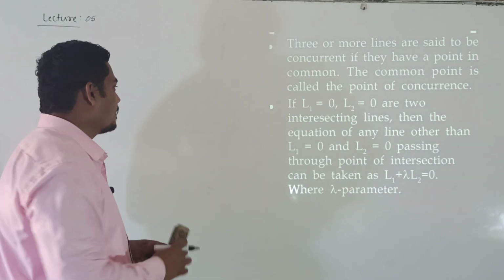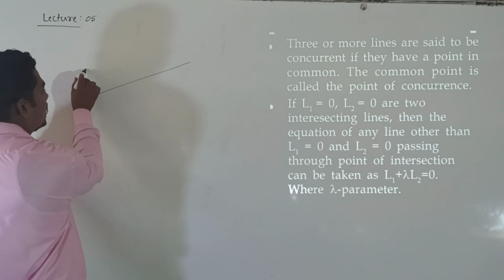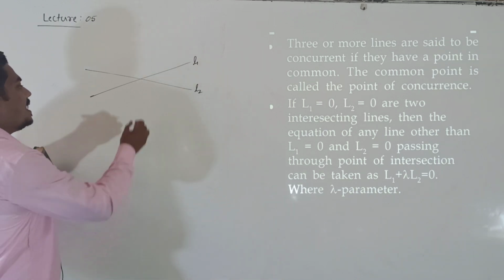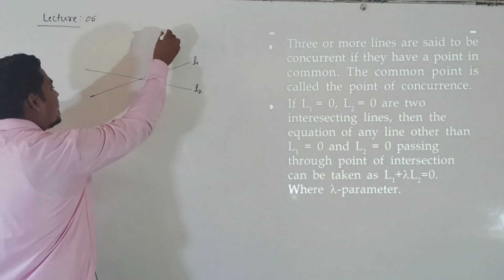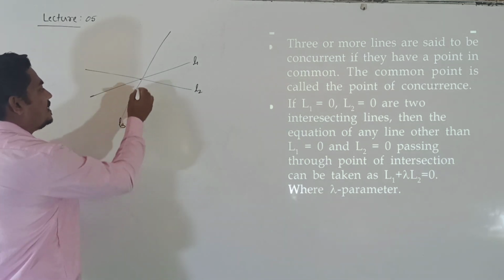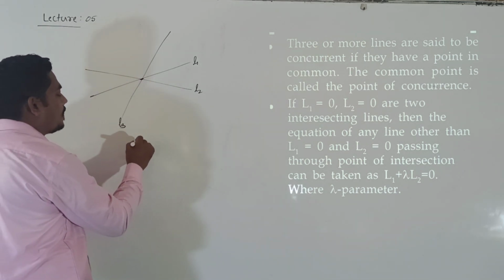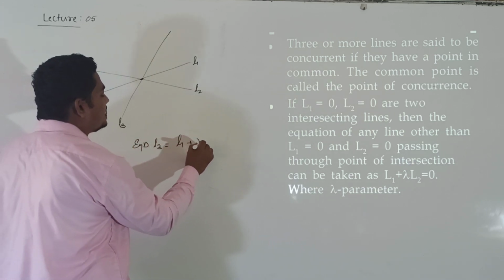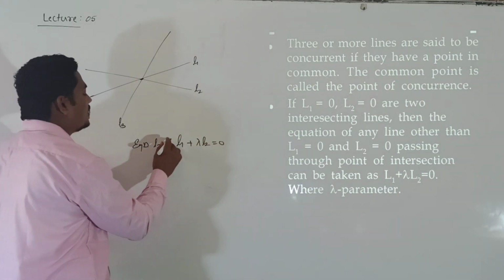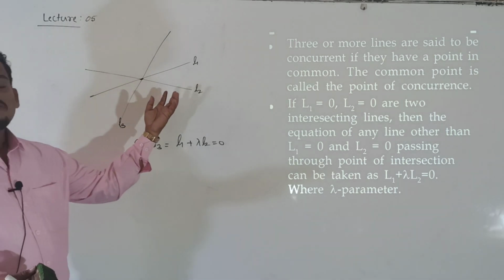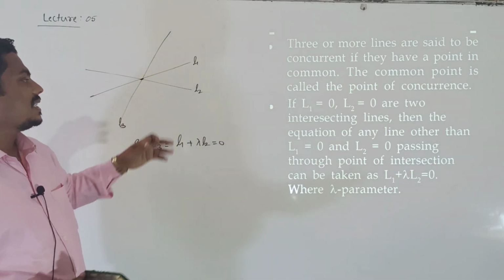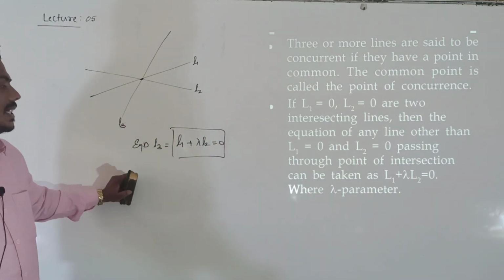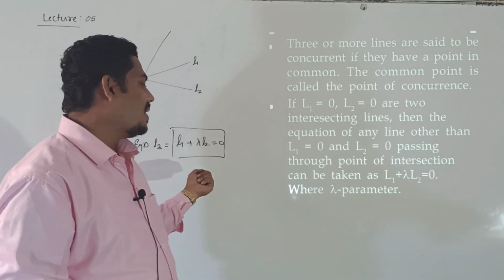Whenever two equations are given, suppose one line and another line intersect at a point, and the equation of a third line passes through the intersection of the given two lines. This is L3. Its equation is L3 equal to L1 plus lambda times L2 equal to 0. Here lambda is any arbitrary constant.